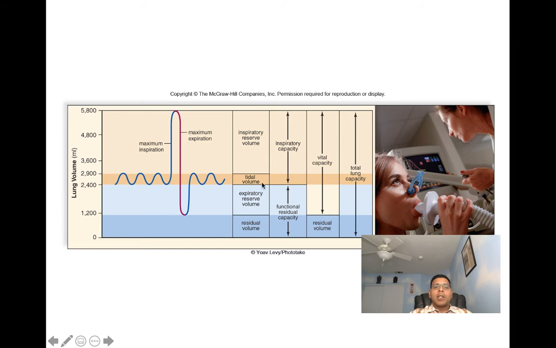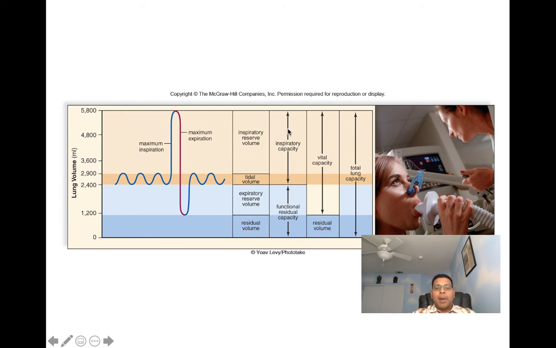So here we've got inspiratory reserve volume, we said is about 3 liters. Next we have tidal volume, we said is about 500 ml, 0.5 liters. And then expiratory reserve volume, we said about 1.5 liters. And then our residual volume, another 1 liter, we said, about 1,000 milliliters.